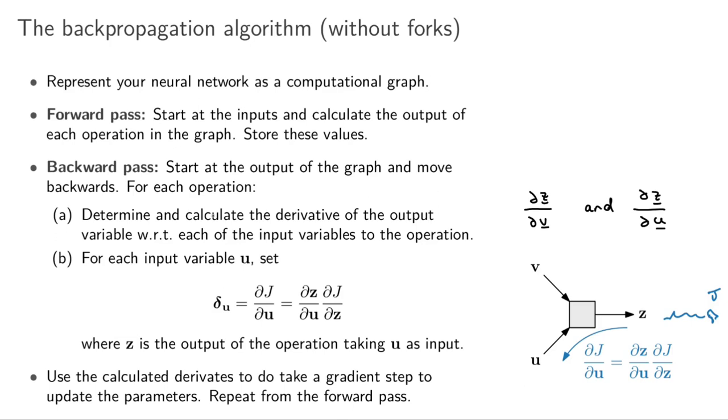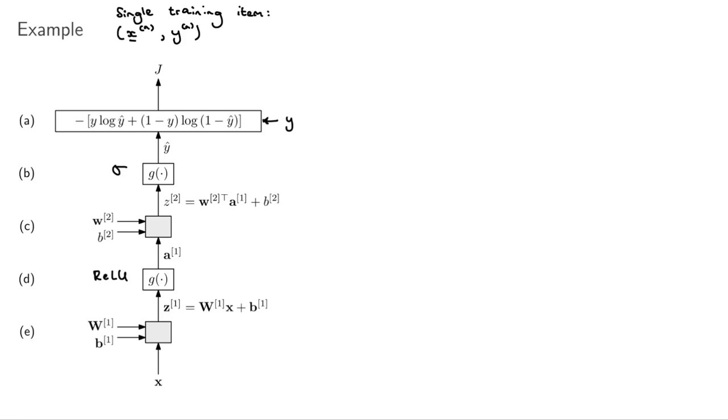Let's quickly recap the backward pass. What we will do is determine and then calculate the derivative of the output variable with respect to each of the input variables, to each of the operations, each of the nodes in my graph. Okay, so that's the first step. And then we will set the accumulator for each of the inputs u. We will set that equal to this. This will become clear in a second. So let's just go through those operations.